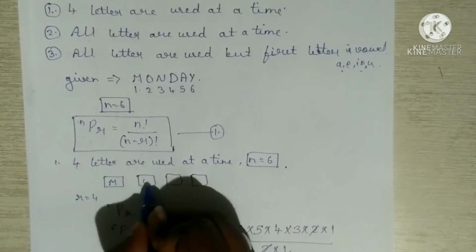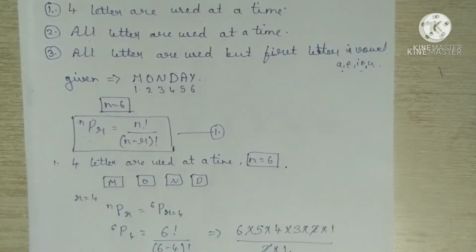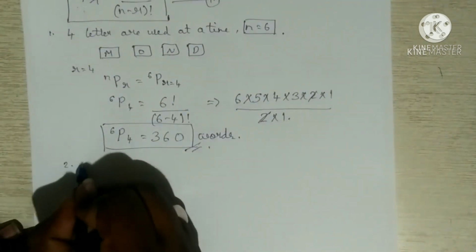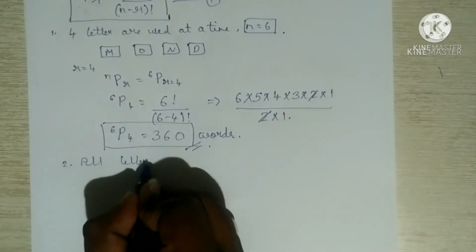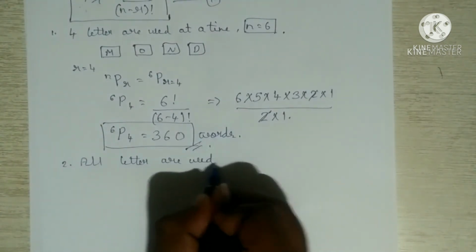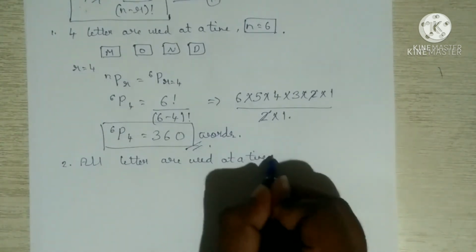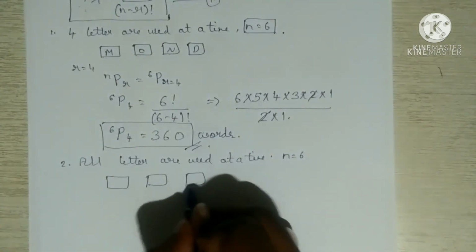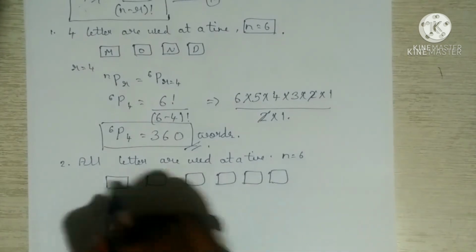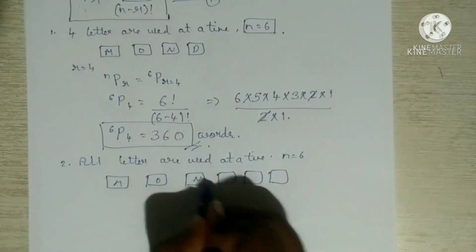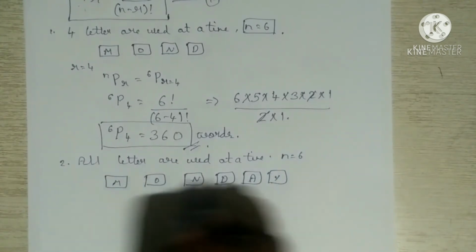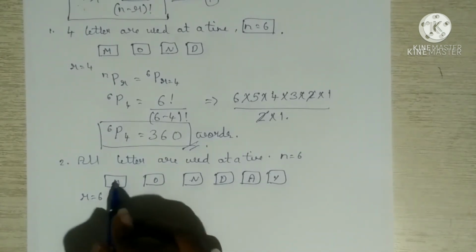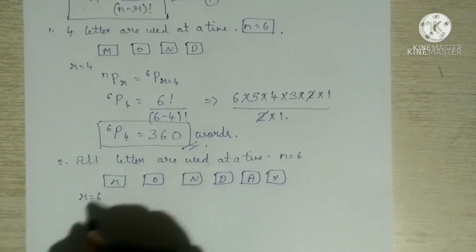Okay, for this we have used MOND only. Next we are going to use all the letters, 6 letters. Okay, the second one is all letters are used at a time. All means 6, where n is equal to 6. 1 2 3 4 5 6. MONDAY. We need to find r is equal to 6. All letters means 6 letters.